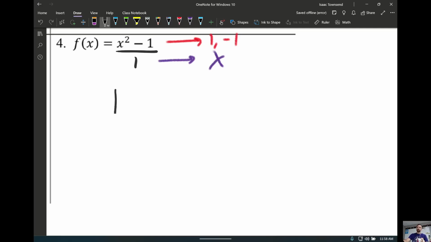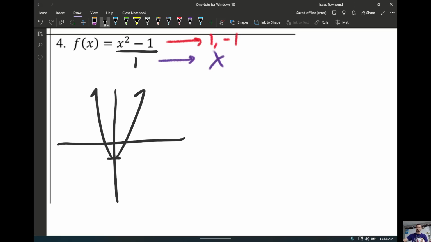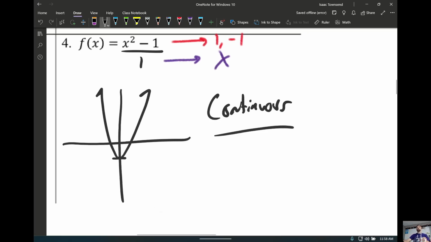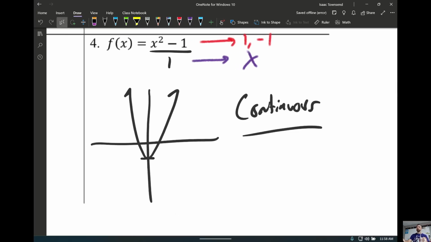Don't we know what this graph looks like, though? You guys know what x squared looks like, right? And what does the minus 1 do? Okay. Is that ever discontinuous? Nope. So this guy is always continuous. There is no discontinuity there. Discontinuity is going to occur when you try to divide by zero. Back to question three. This one's going to take a lot more thought.